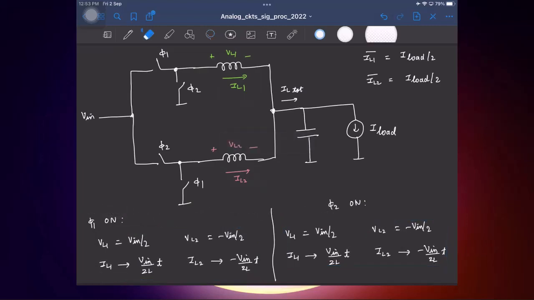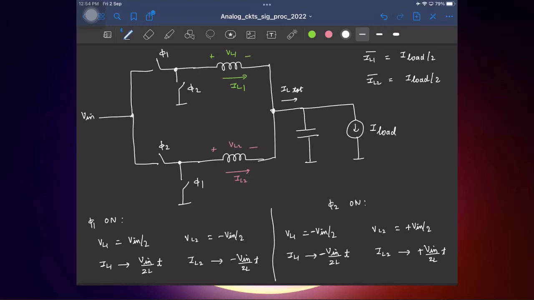So here VL1 will be minus Vin by 2. So the current will ramp down for the first inductor. VL2 will be plus Vin by 2.